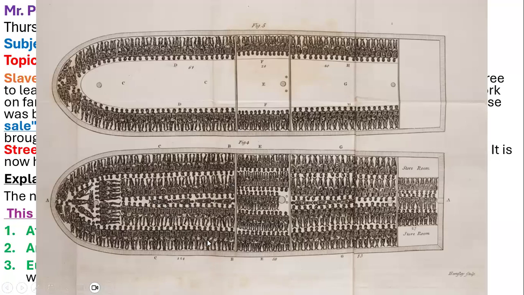As you can see, not an ounce of space is there. And weren't they laying in their own urine? Yes, and vomit.